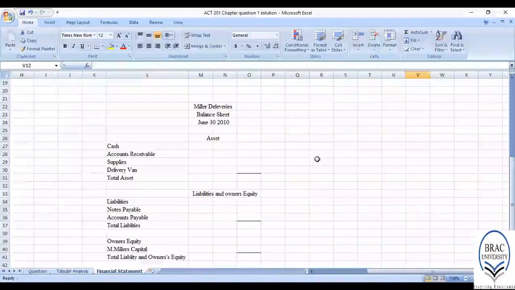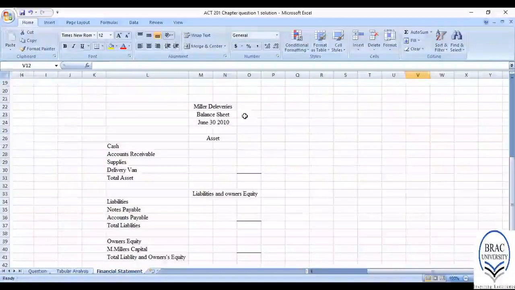Now let's look at our balance sheet. As with our other statements, the balance sheet also starts with the company name. Then we write balance sheet. Then we write the exact date of June 30th, 2010. As we all know, the balance sheet starts with assets, then goes to liabilities, and then the owner's equity section. So let's start with the asset section of the balance sheet.